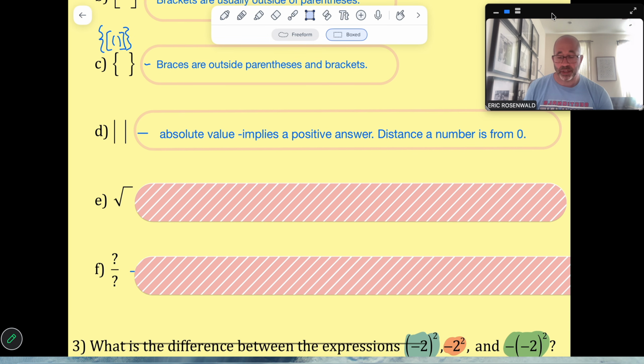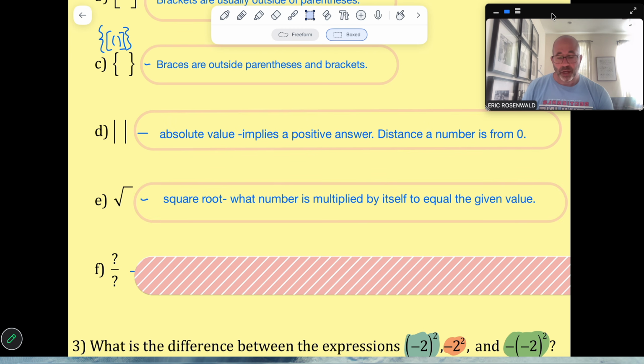The next one is square root. Square root is basically a symbol that says what number multiplied by itself is going to equal the given value.